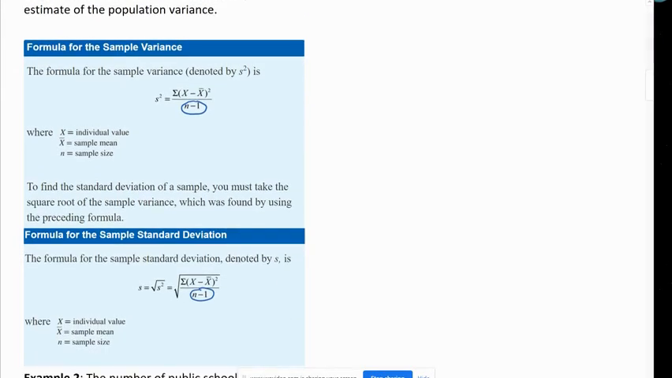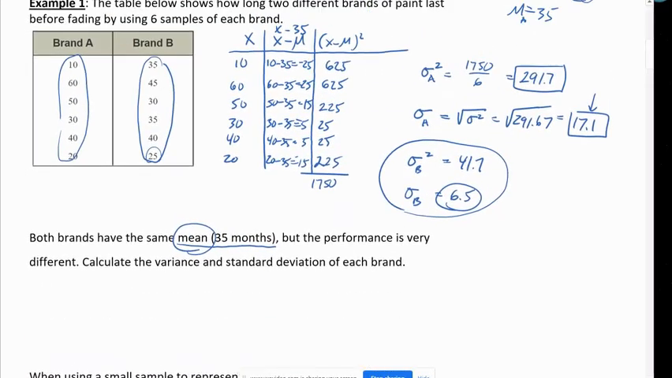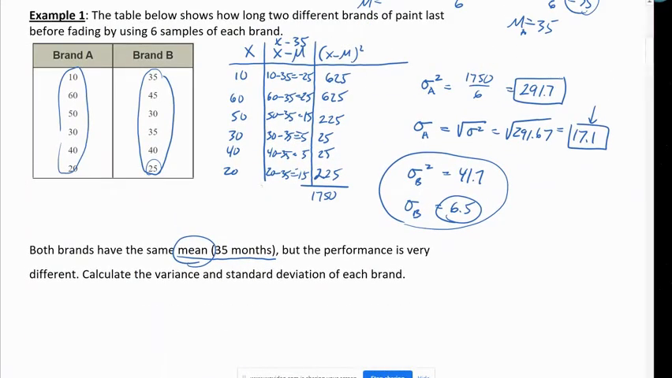And so everything that we did in the last example when we did this table by hand, we would do exactly the same thing. The only difference is at this step right here, instead of dividing by 6, we would have divided by 5.